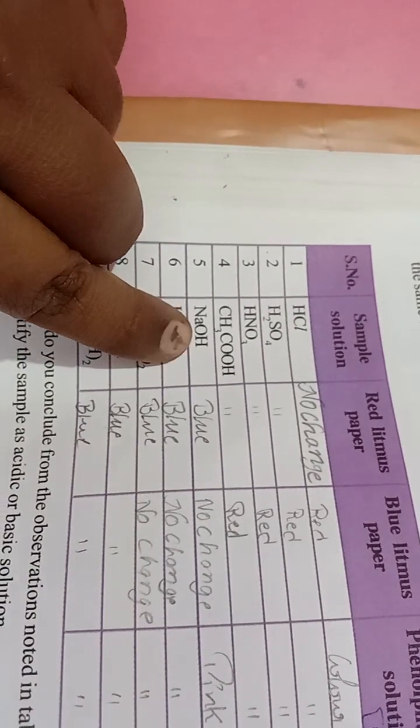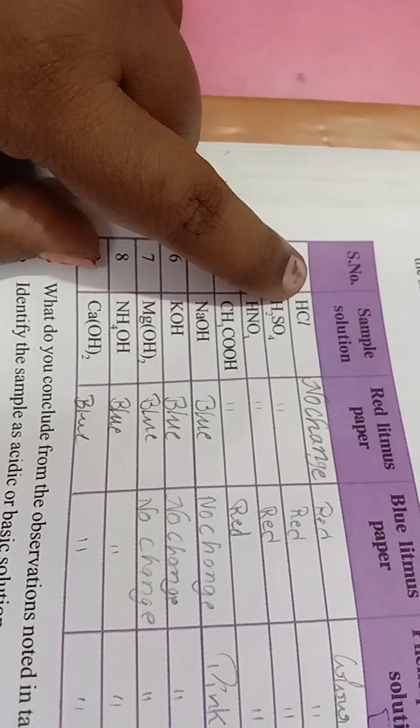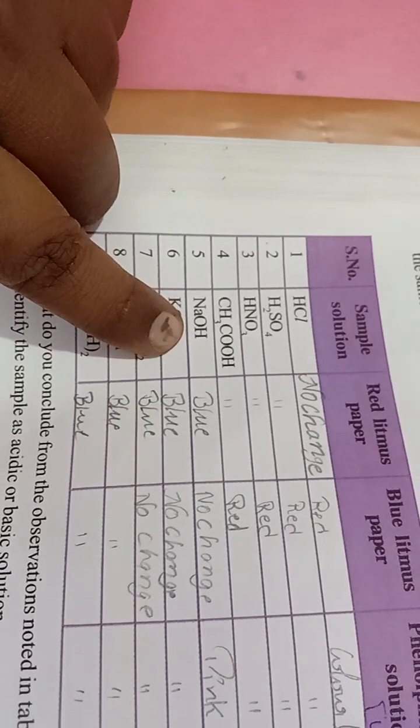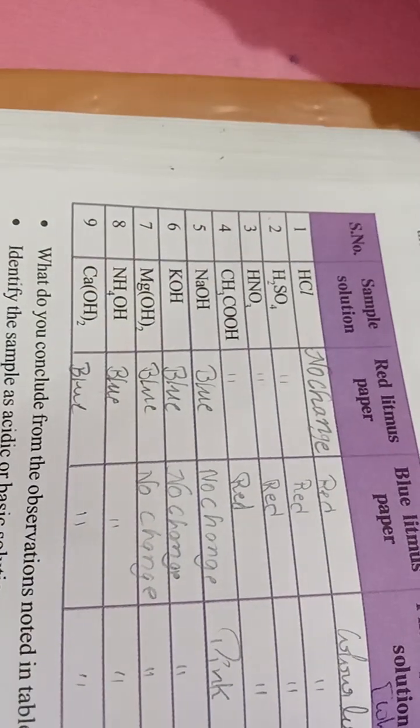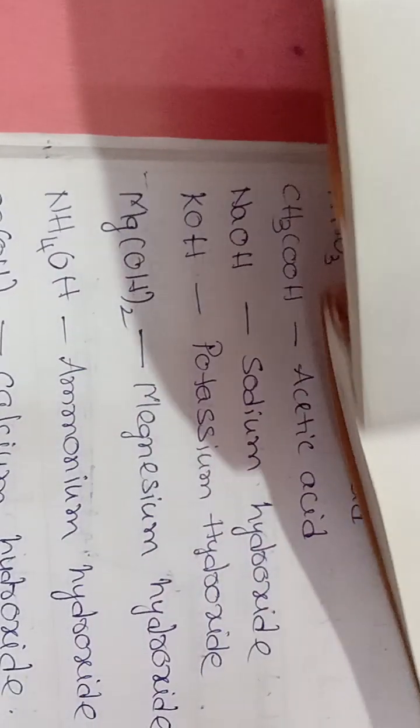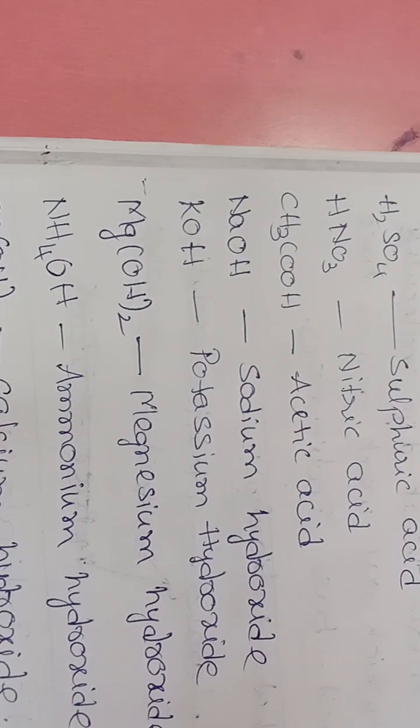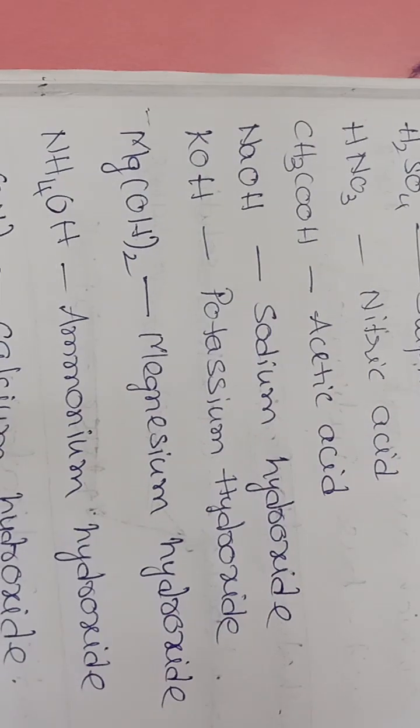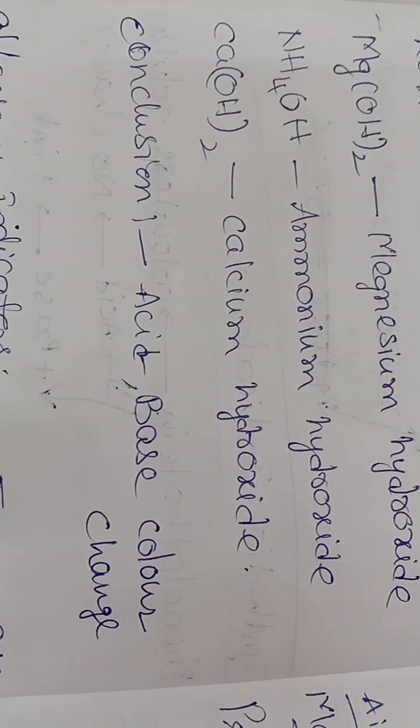If you observe bases, OH is common. OH is common here. H is common here. OH is common. So what is our conclusion from this lab activity? Acids and bases change the color of the indicators, even though it is a natural indicator or a synthetic indicator.